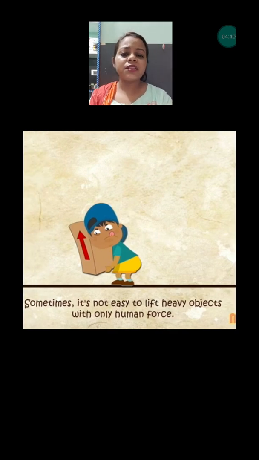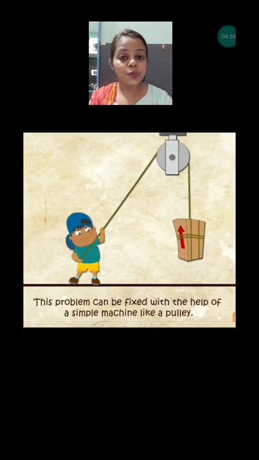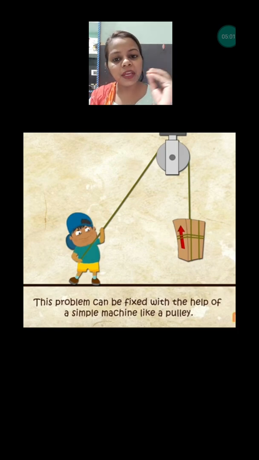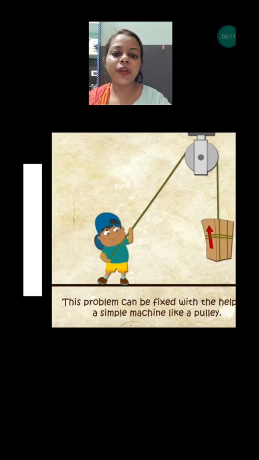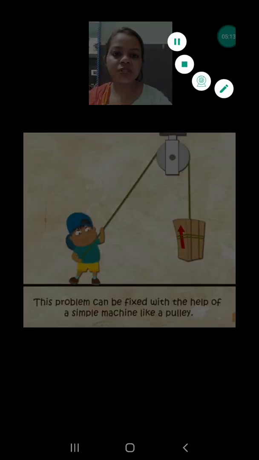See, this boy is trying to lift that box with a lot of force, but still it is not moving, and he has to apply a lot of force. But if he uses a machine like this, he is able to lift that object very easily, with less effort. Why? Because he is using a simple machine, and this simple machine is known as a pulley.